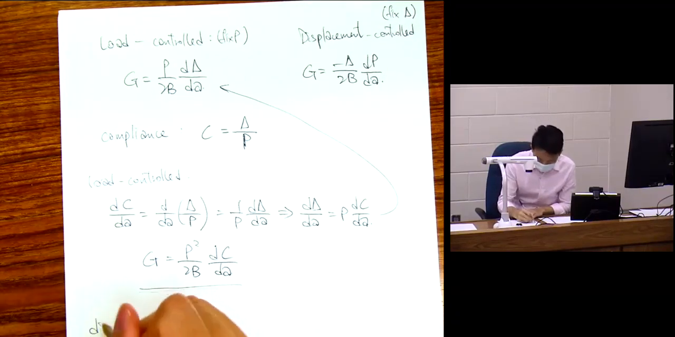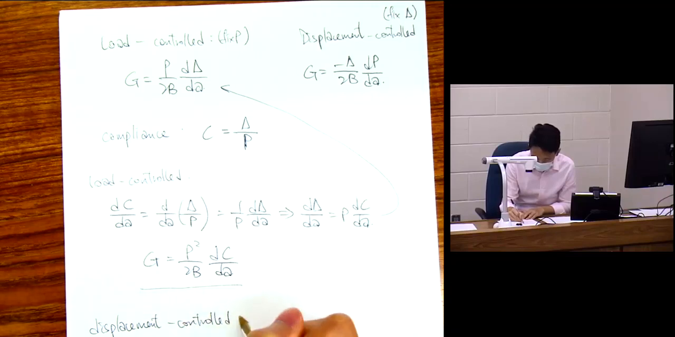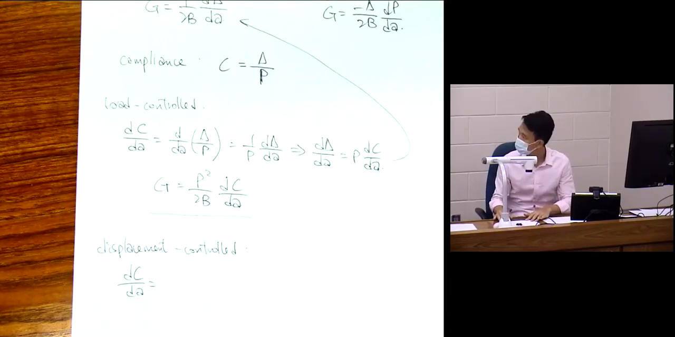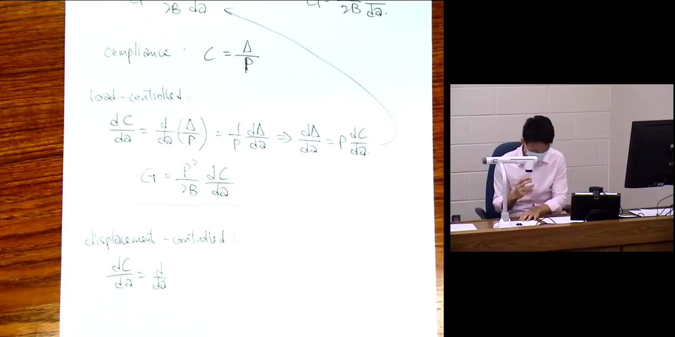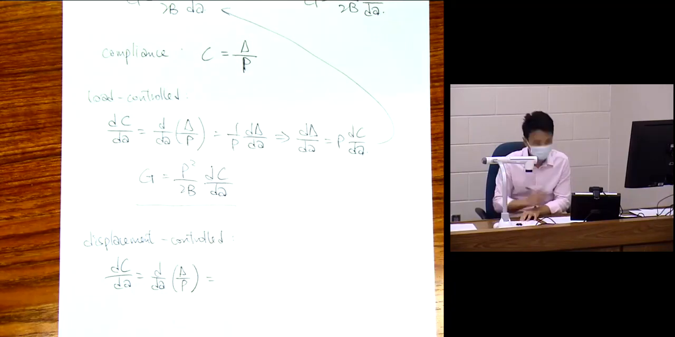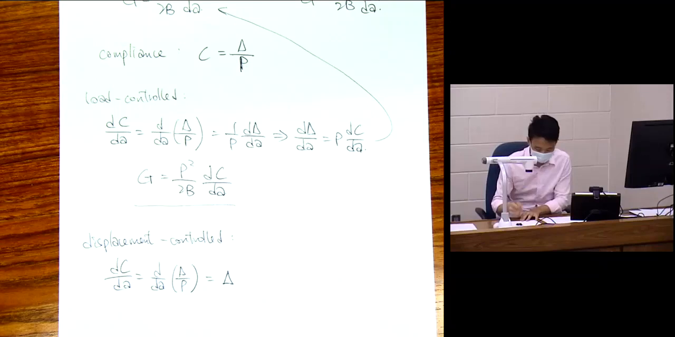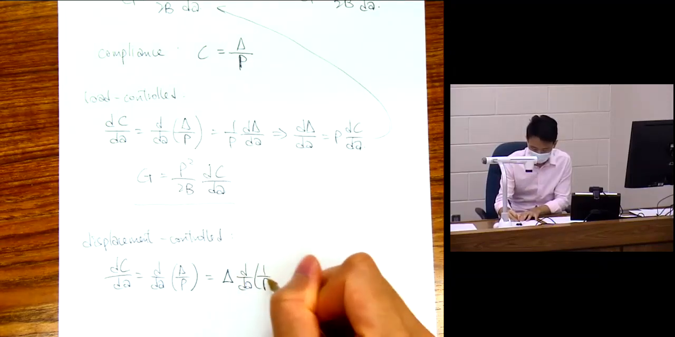Now, you're going to find this remarkable because it has a very simple form. In the displacement control, let's do the dC/dA again. We have to be careful now because what is not changing is delta. Right, delta is being fixed, and we have dA 1 over P.